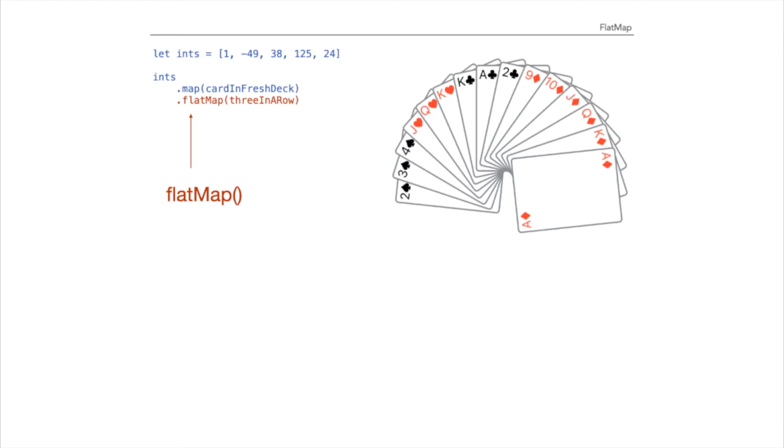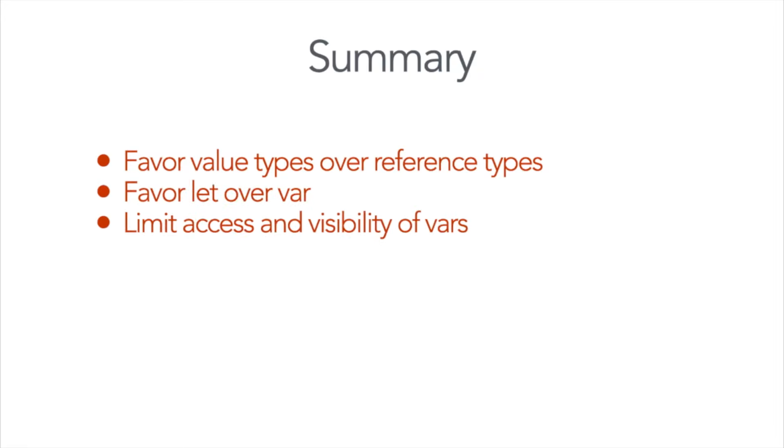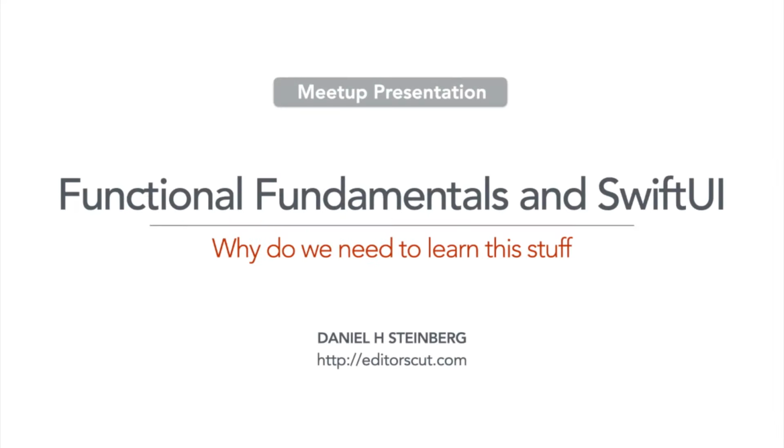There's map and flat map and filter and combine and just so much more. You'll favor value types over reference types. You'll continue to favor let over var. You'll limit access and visibility of vars. You've realized by now that functions aren't that special. They're first-class objects. You'll use them just as you use strings or ints. And even though there's nothing to keep you from not doing so, you're going to favor pure functions. In addition, you'll write your own higher-order functions, and you'll leverage the higher-order functions that Swift provides you in the Swift standard library. And that's why we need to learn this stuff.